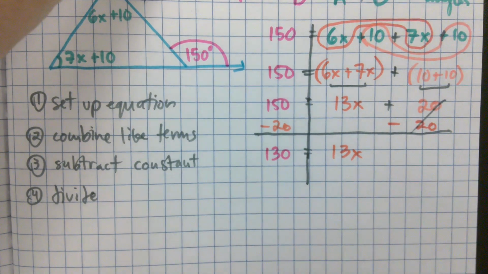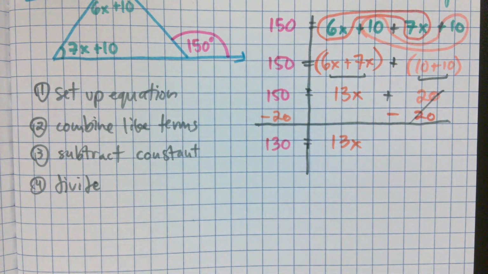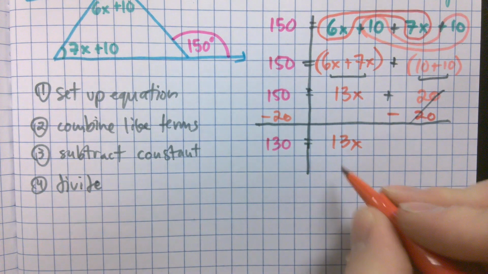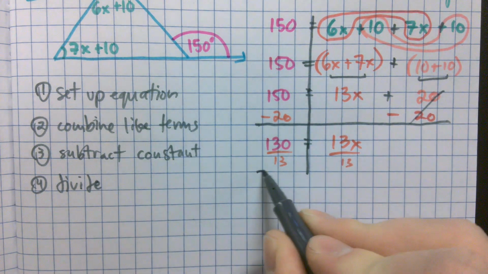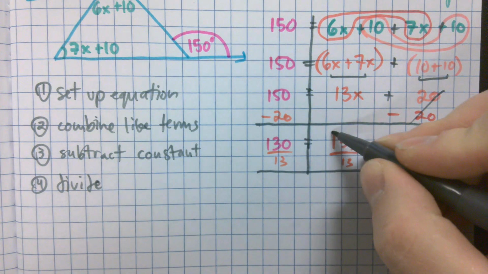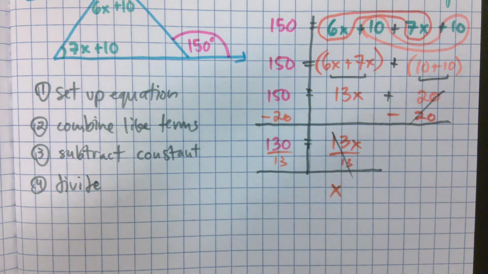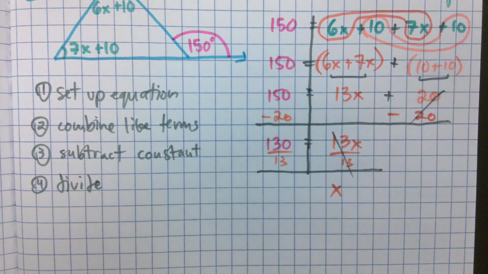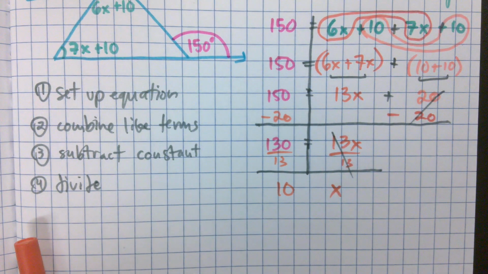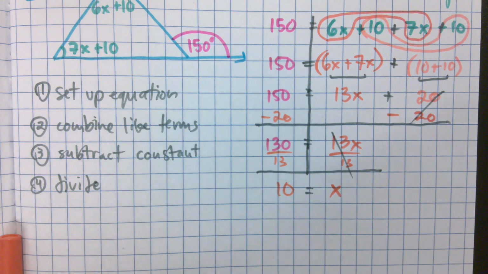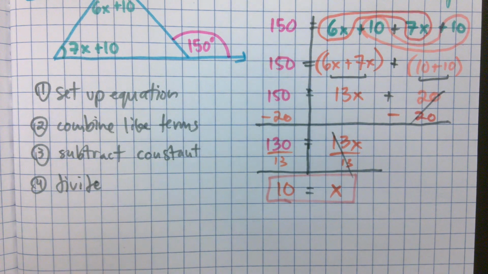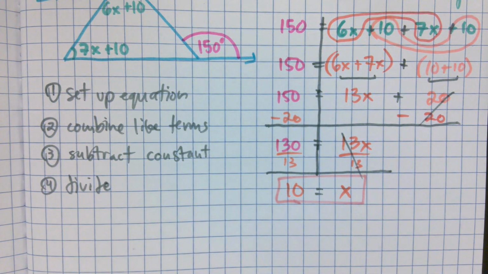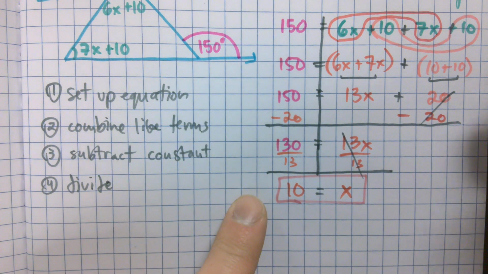What did we say my last step 4 was now? Divide. By what? 13. Divide the left by 13. Divide the right by 13. What happens to my 13s on the right? Cross them out, leaving me with x. And how many times does 13 go into 130? 10 times. My answer, x is equal to 10. If you want to switch the order around so x is in front, you can, but you don't have to. Equal signs work both ways.